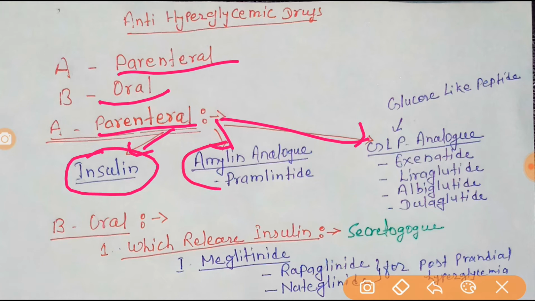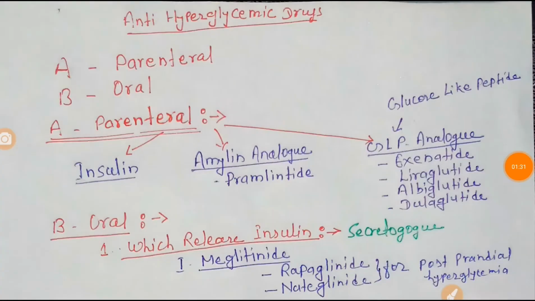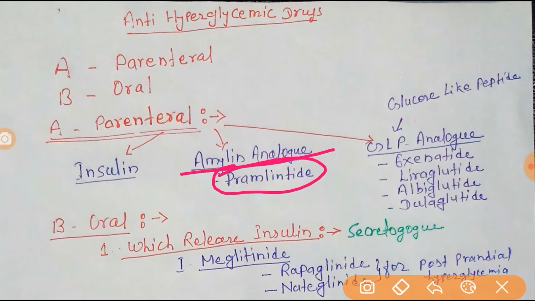Next one is the amylin analog. It is a synthetic analog of the islet cell amylin of the pancreas. The amylin analog includes pramlintide. It especially acts in both type 1 diabetes mellitus and type 2 diabetes mellitus.